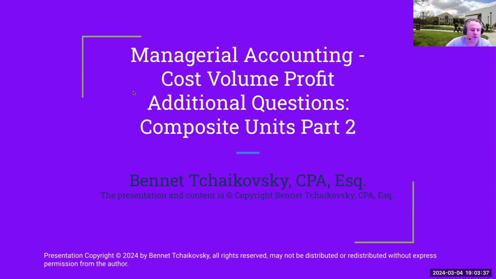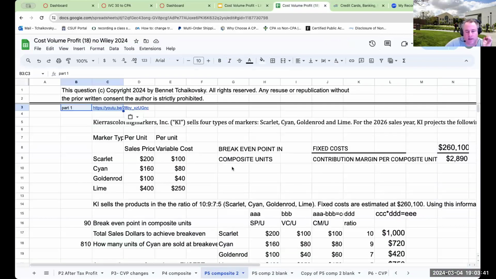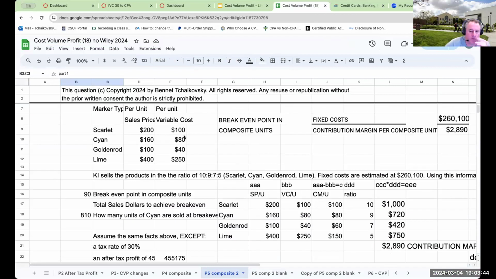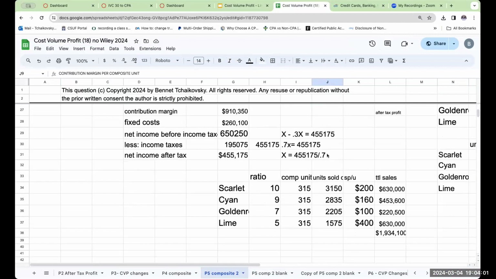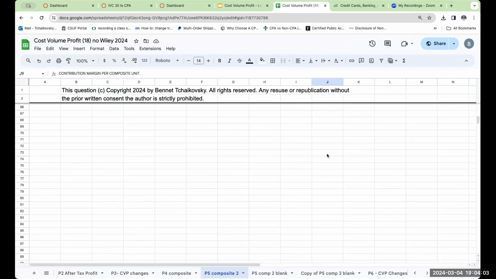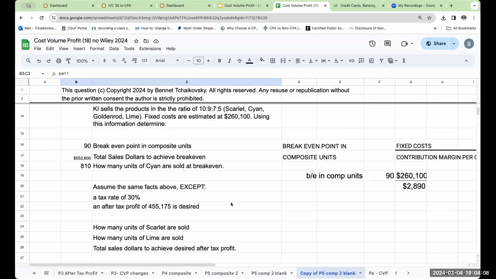Okay. So coming over here to our question. We had Kira's coloring markers. We had this initial question where I gave basically the fixed costs, and then we had to go through and solve the contribution margin per composite unit. And then we went through and made contribution margin income statements.